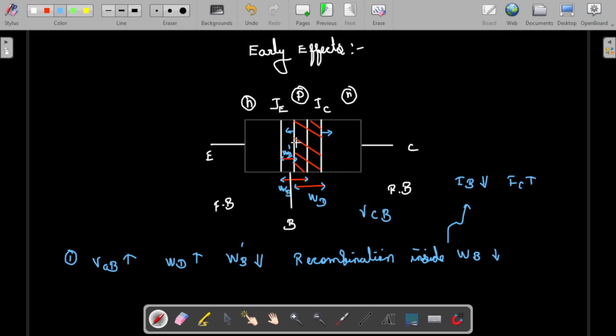So that is the early effect. Let's discuss more on how this affects the IV curve. We will discuss all these things further, so don't worry. IC will keep on increasing, and one more thing is that IE will be approximately equal to IC, because there is no recombination inside the WB region. So it will keep on increasing the collector current IC.